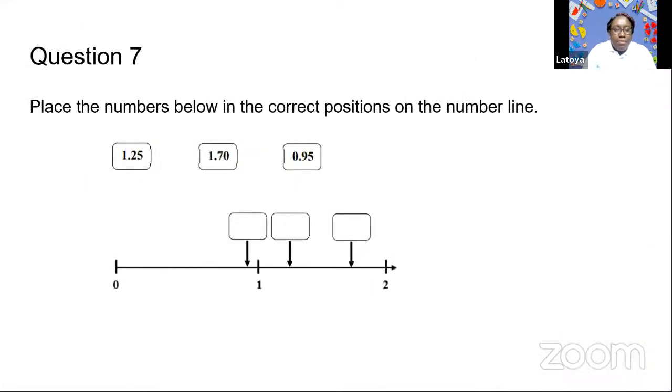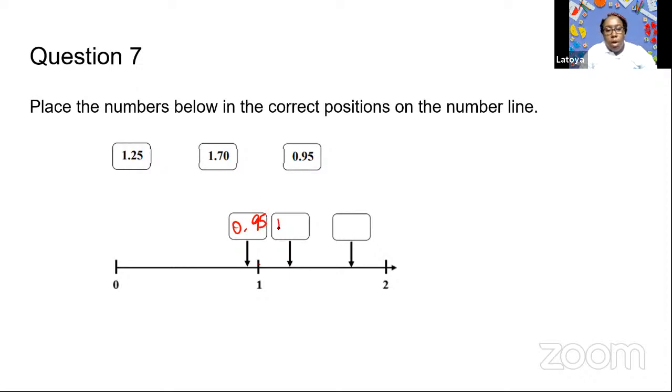Question number 7. Place the numbers below in the correct positions on the number line. Okay, very simple question. What are we going to put before 1? Good. What are we going to put before 1? It's going to be 0.95.